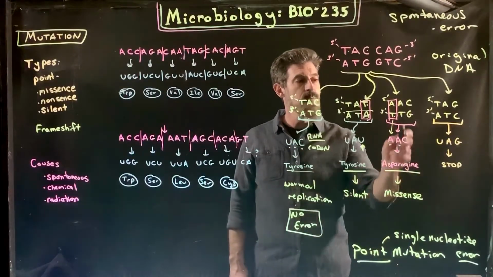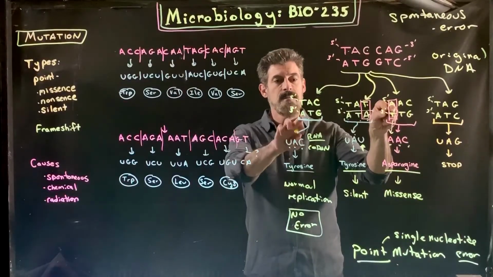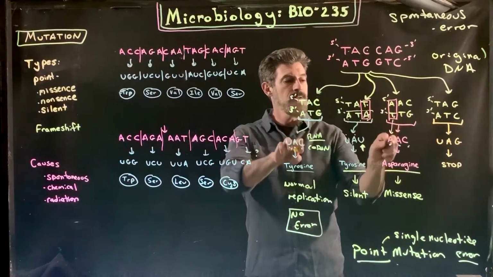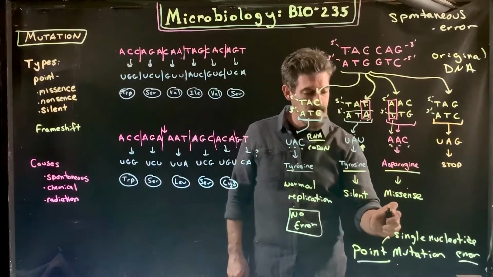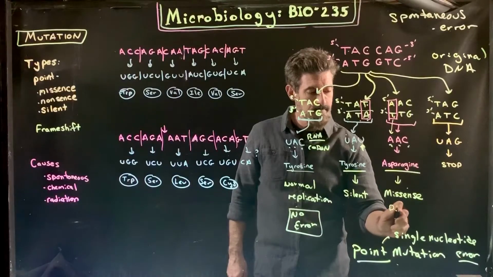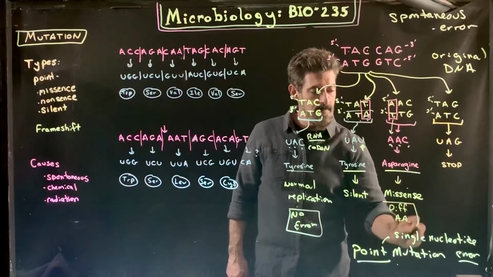So missense is when there's, again, a point mutation, a single nucleotide is changed. Instead of an A here, it's a T. So we get a different codon, and that gives us now a different amino acid. So we get a different amino acid is coded for.